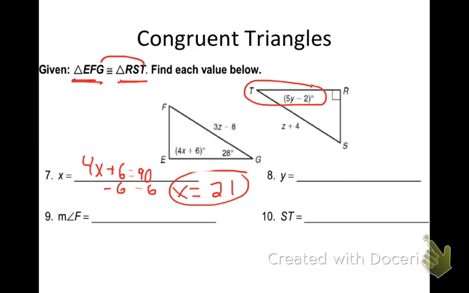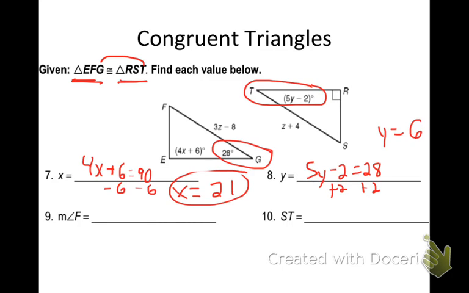What's t going to be corresponding to? So if I look at g, what's g? 28. So how can I work that one out? 5y minus 2 equals 28. Add 2 to the other side, and divide by 5, and I get y equals 6. Okay.